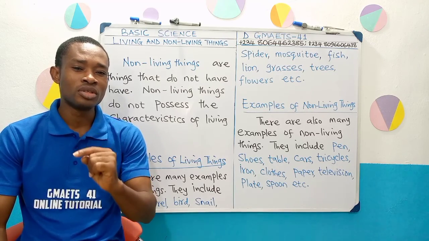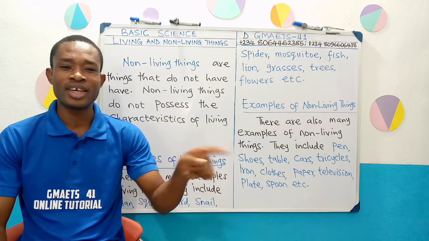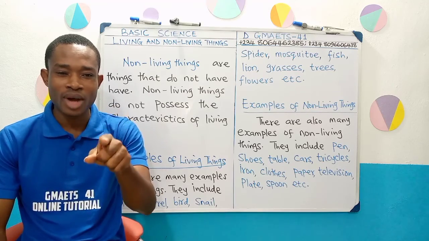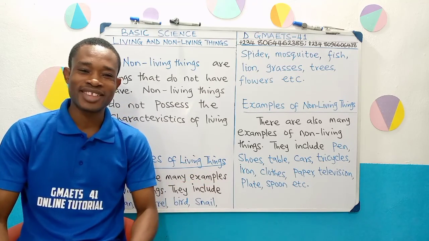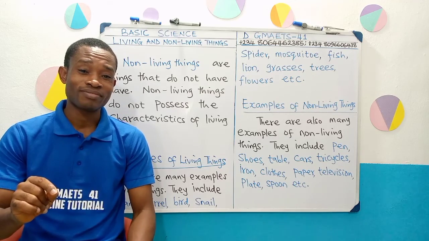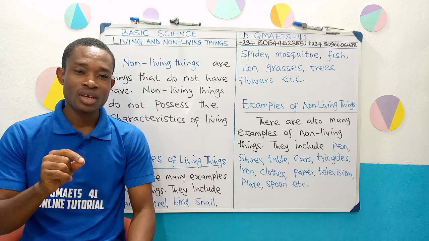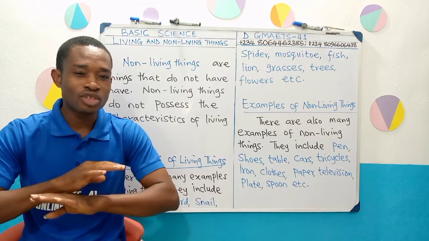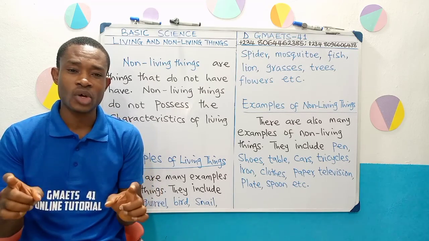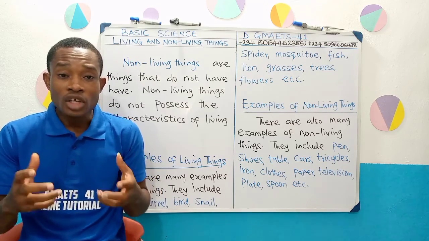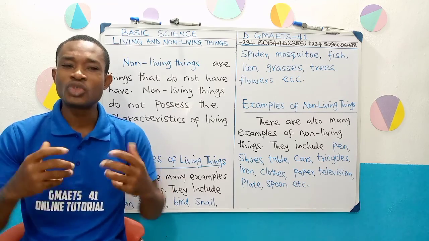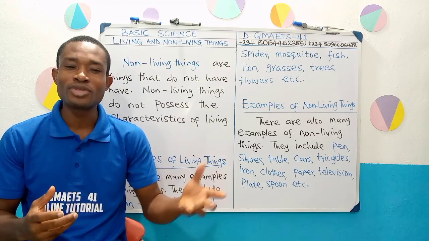Now, what made you refuse to be a non-living thing? Why did you know that you are not a non-living thing? So let us find out what non-living things are. Non-living things are those things that do not have life. They do not have life, okay? They don't possess, they don't show, they do not do what living things do.